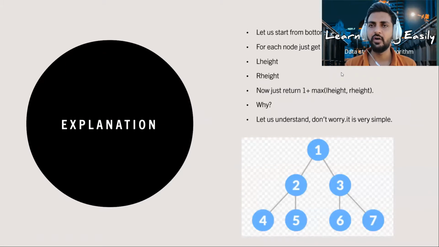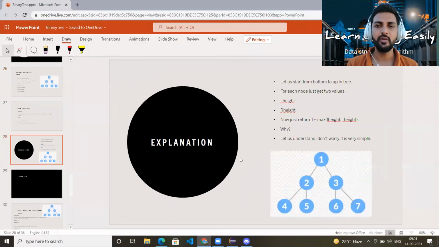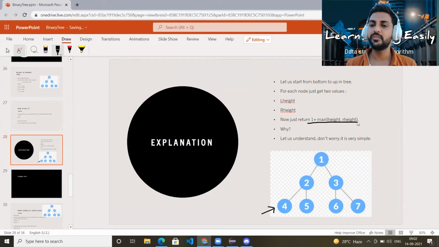So what we will do is start from the bottom. We will not start from the top, we'll start from the bottom side first of all. From node number 4 you will start. Now you will say, hey, how are you coming to the last leaf node without traversing? Yeah, we need to traverse it, but the logic which I am explaining will work from bottom to up. So for each node, you just need to return 1 value, which is 1 plus the maximum of the left height and the right height.